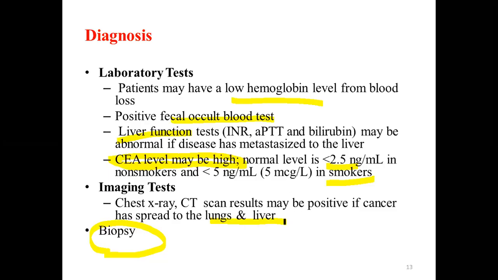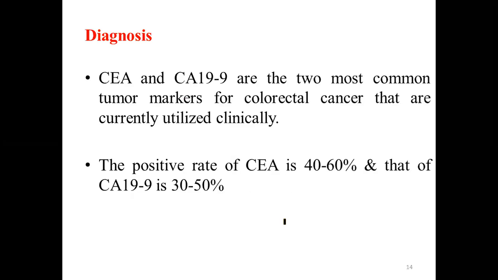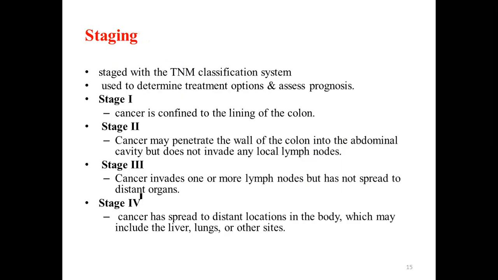Carcinoembryonic antigen, CEA, in colorectal cancer. The most common markers are two of them in colorectal cancer, but CEA is the most commonly used, while CA 19-9 can also be used. The positivity rate is very high, I think that is why it's commonly used in colorectal cancer. Comparatively, the positivity rate is higher for CEA as compared to CA 19-9. But both of them are the most commonly used tumor markers in colorectal cancer.